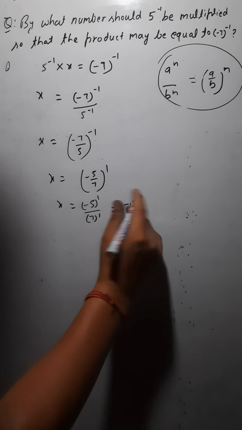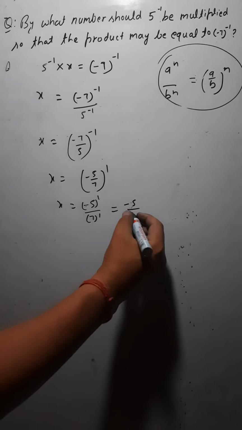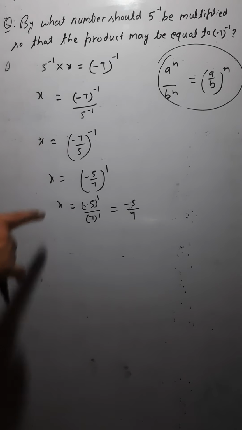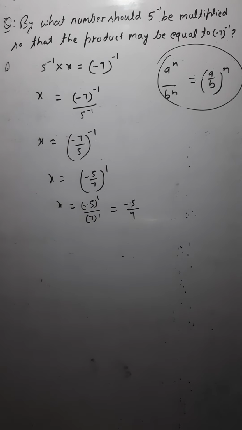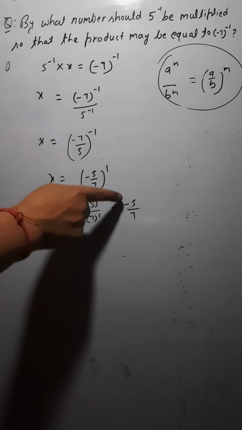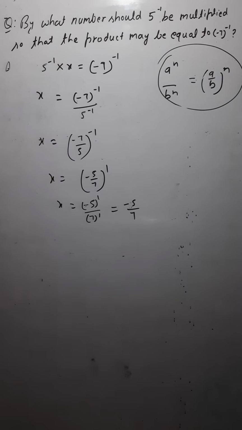Similarly 7 raised to the power 1 means you have to write 7 one time, so the answer would be minus 5 by 7. So the value of x would be how much? Minus 5 by 7. Okay, so if you multiply this by minus 5 by 7, how much would you get? Minus 7 whole raised to the power minus 1. This is the answer here. Okay, note it down.